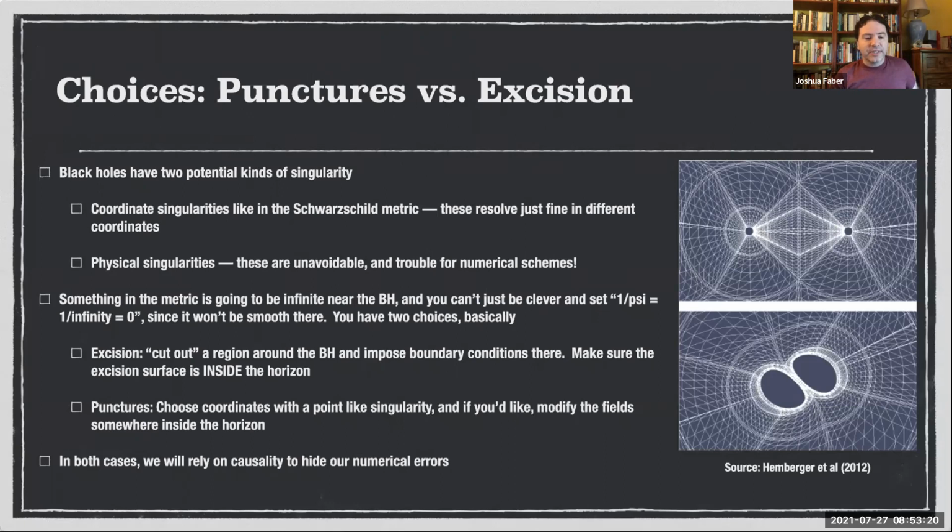The reason this works is the same in both cases. In both cases, we're going to rely on causality to hide any kind of numerical mumbo jumbo that we're doing. Because of causality in an appropriate evolution scheme, anything that happens inside the horizon stays inside the horizon. It's the Las Vegas of the numerical relativity world. So basically, numerical errors can be kind of hidden inside the black hole horizon. You kind of sweep them up there, and they should not ever recur to cause you problems.